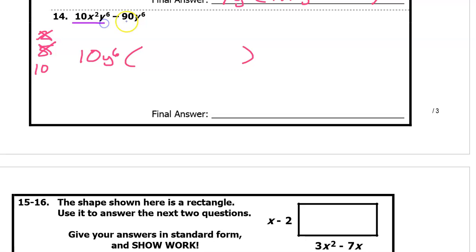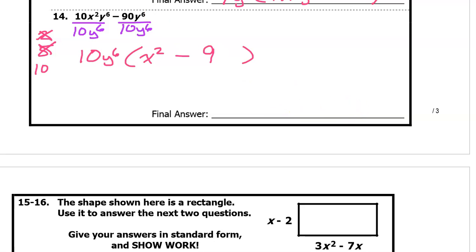What is going to be left behind? To figure that out, we need to divide by the GCF. So I'm going to divide everything by 10 y to the 6th power. Divide by the GCF. So let's see. The 10s cancel each other out. And then we have the x squared. And then the y to the 6th power, they cancel each other out. So it's just x squared. And then minus. Okay, now I have 90 divided by 10, that's 9. And then the y to the 6th power, they cancel each other out. So we have this.